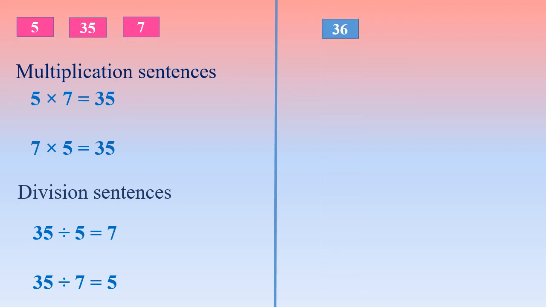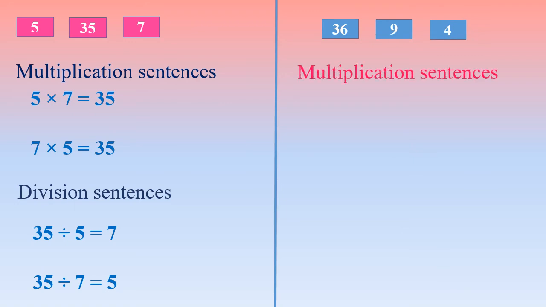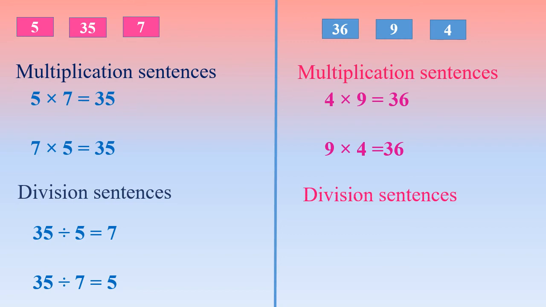Now another example. These are the numbers 36, 9 and 4. Here we'll write multiplication sentences first. Now here you have to take 9 and 4. First one, 4 multiplied by 9 equals 36. Then 9 multiplied by 4 equals 36. Then division sentences. Here you have to take 36 first. Then 36 divided by 4 equals 9. 36 divided by 9 equals 4.